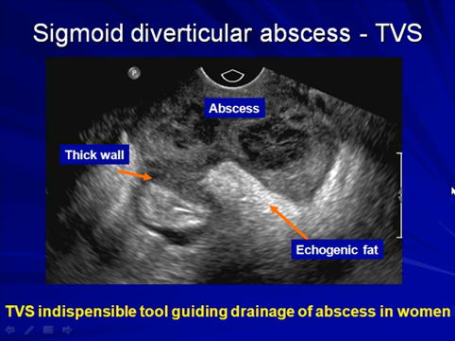This patient presented further in her course, and we see that she has a thick-walled sigmoid colon. Notice that the anterior wall is thicker, and there's a bilocular abscess contiguous with the colon and markedly echogenic pelvic fat. You see in this example how transvaginal sonography can be an indispensable tool in guiding drainage of these abscesses.